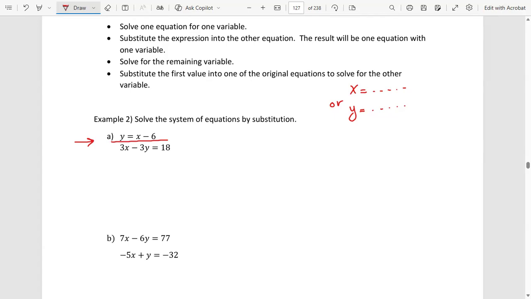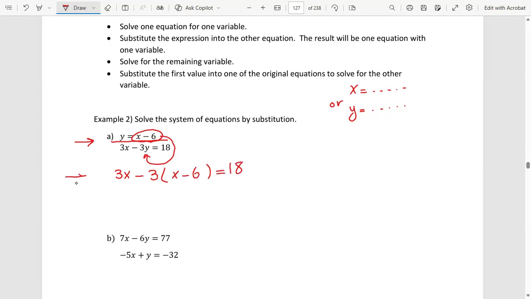So when I have y by itself in one of the equations, that means it's ready to be substituted. I don't need to move anything. I can substitute x minus 6 for y into the next equation, because y is equal to x minus 6. That means you can replace the y by x minus 6. So I'm going to look at the next equation, bring down everything that I have, but instead of y, I will put x minus 6.